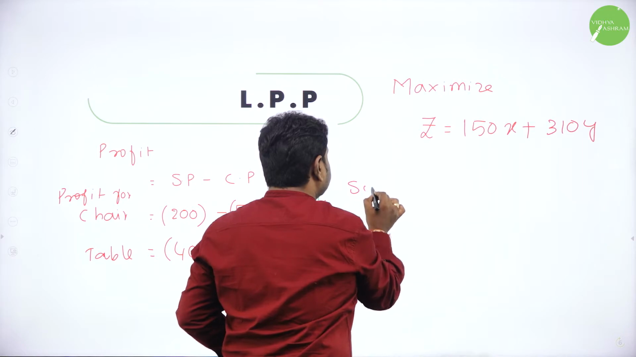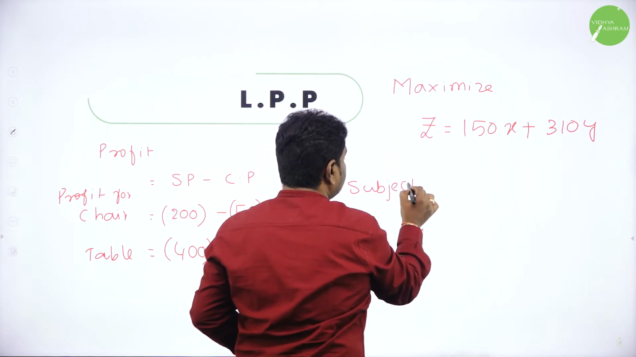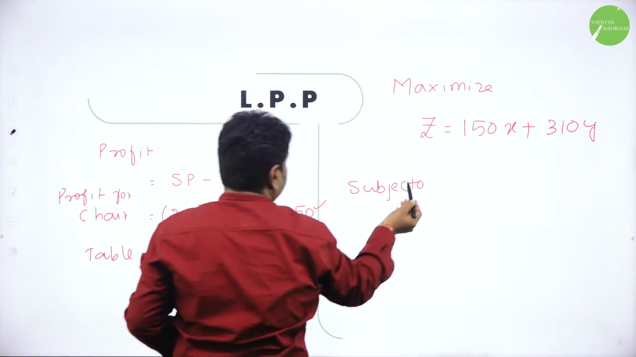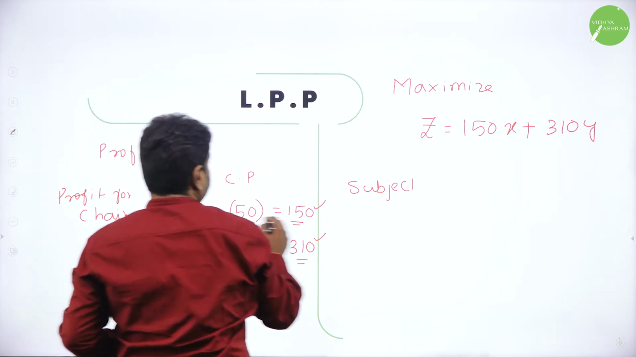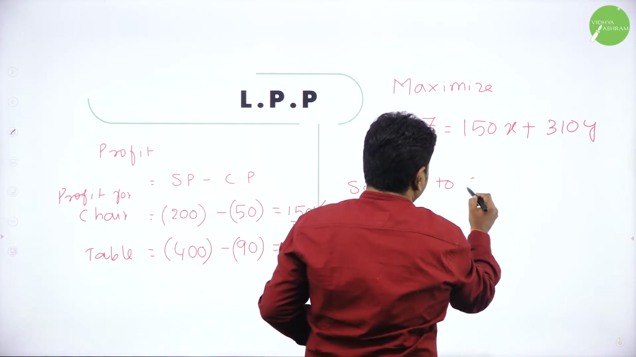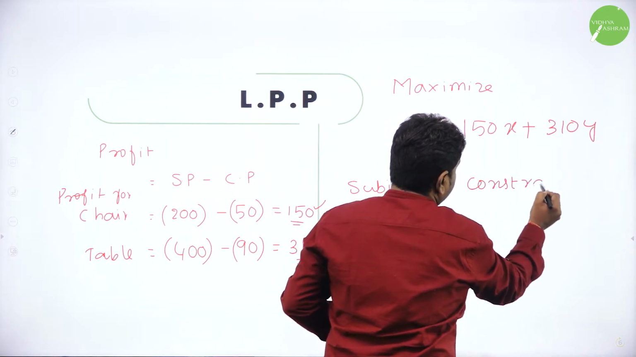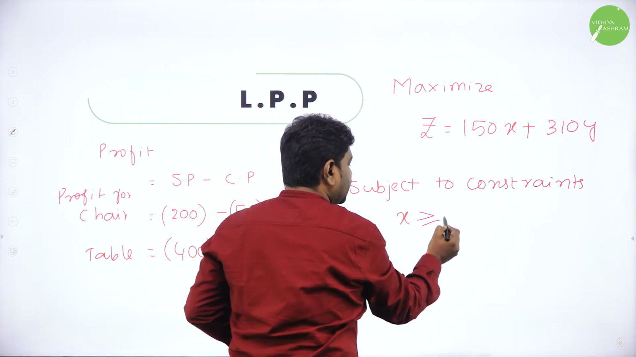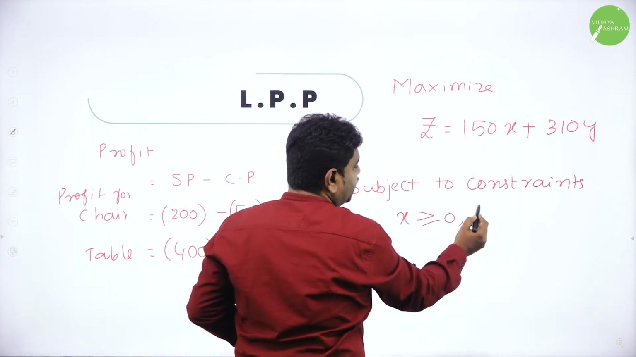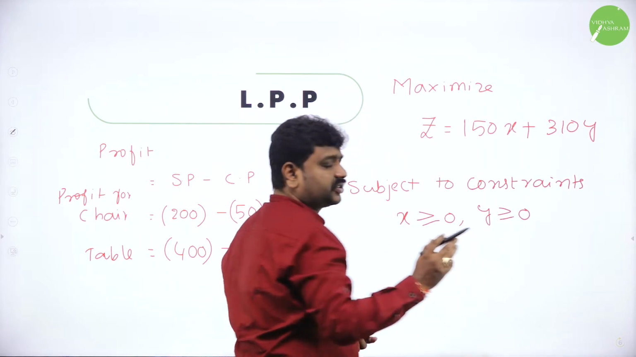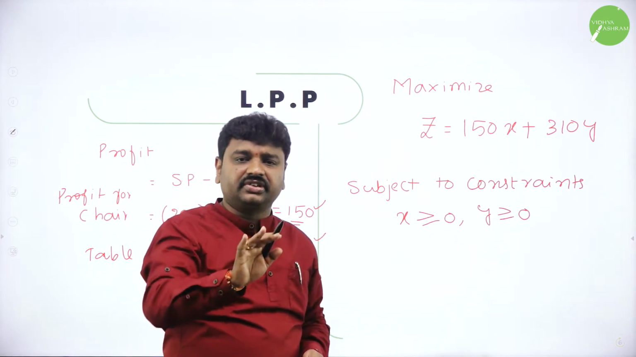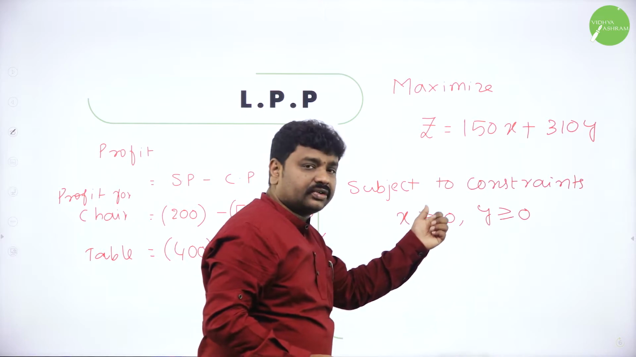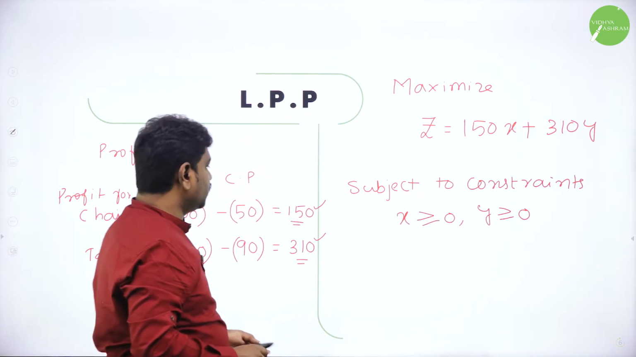Then, subject to conditions, or constraints. We can use either word. What are the conditions? I told you, non-negative. The number of chairs you are purchasing should be greater than or equal to 0. You cannot purchase a negative number. The number of things is always positive. If you don't purchase, it is 0. So first, non-negative: x greater than or equal to 0, y greater than or equal to 0.